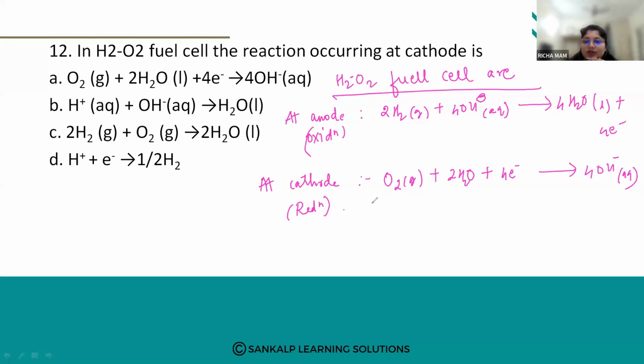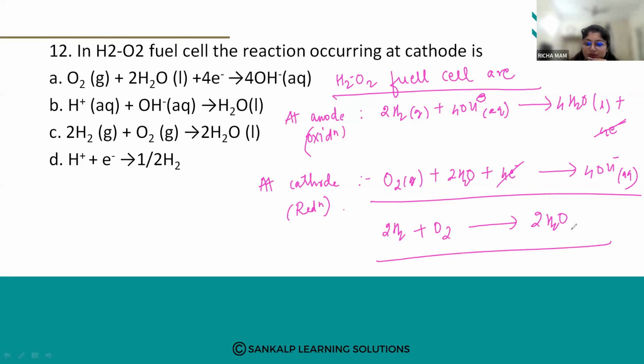Now what is the overall reaction? Write the overall reaction: 2H2 plus O2, giving you 2H2O. So this is the overall reaction: hydrogen plus oxygen will give you H2O. So here, what is happening? Just see what is the reaction occurring at cathode.